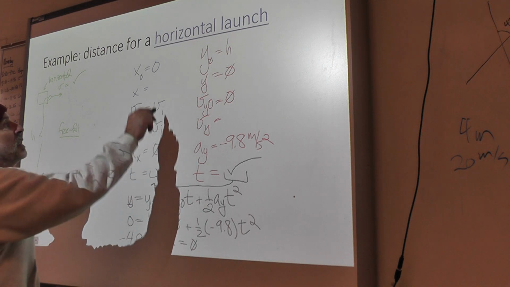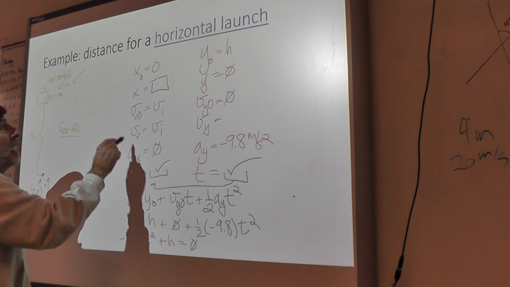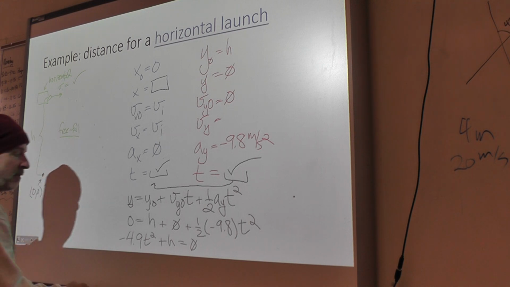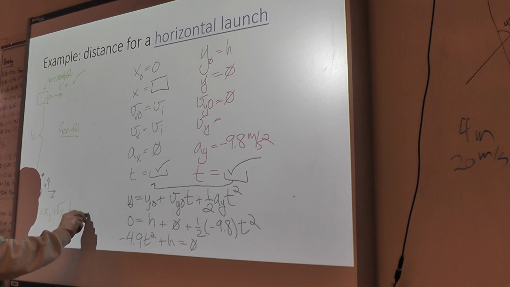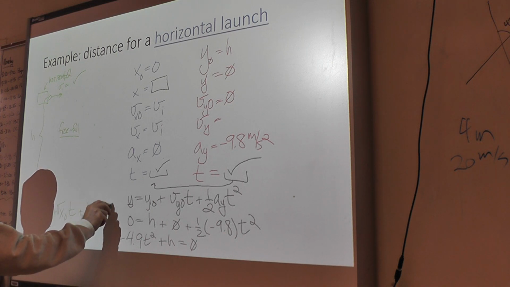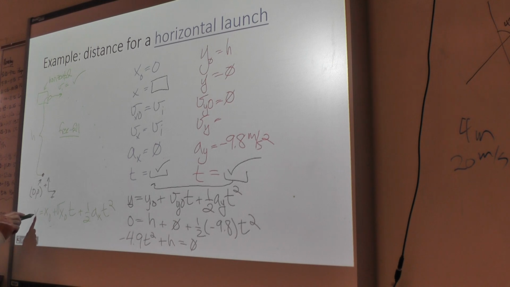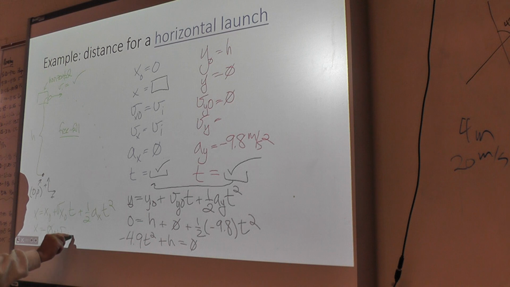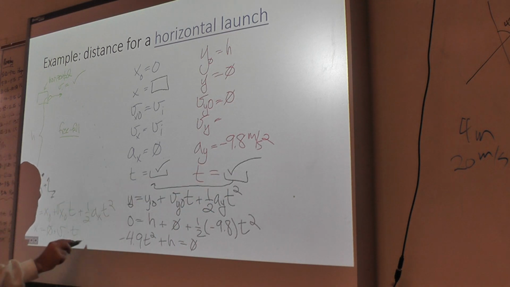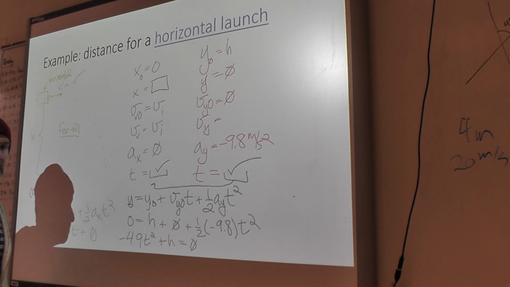Once we know time over here, then we can find final position. Final position is going to be equal to initial position plus initial velocity times time plus 1/2 times the horizontal acceleration times time squared. Our final position is what we're trying to find. Our initial position is 0. Our initial velocity is some known thing, the amount of time we just found, and the acceleration is 0.